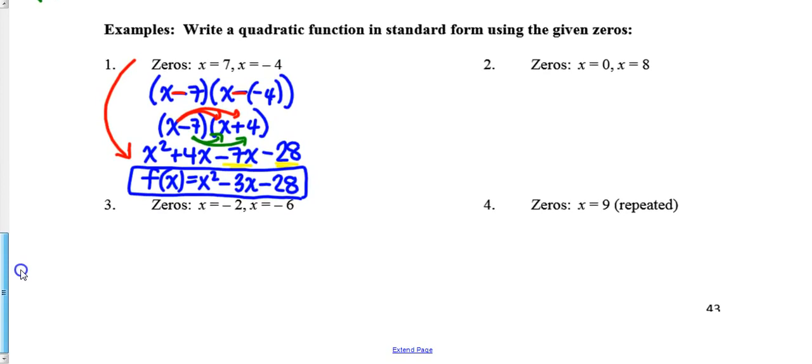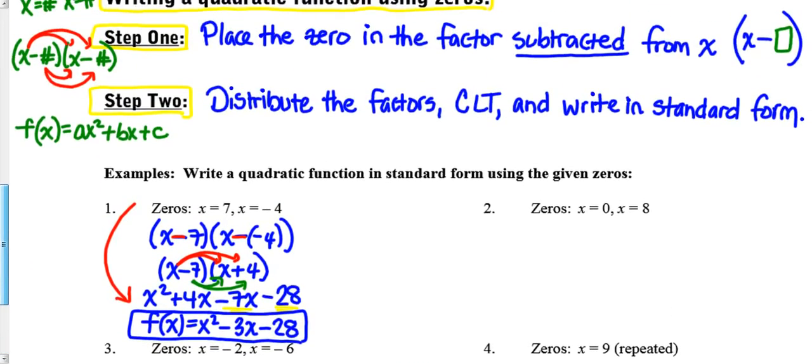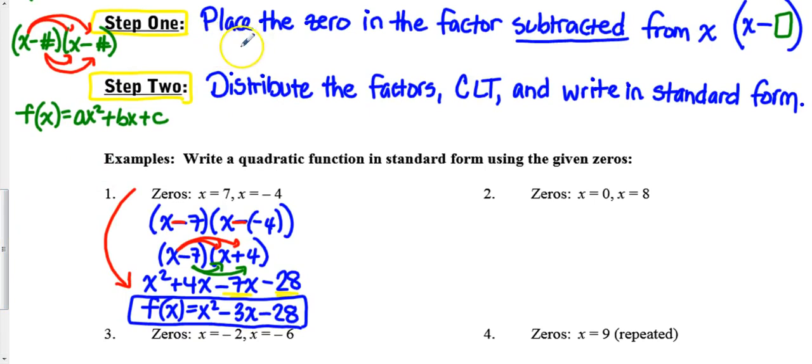Let's try number 2. The process does not change, so again I'll leave step 1 and 2 on the screen here. Place the 0 in the factor subtracted from x. So it's going to be x minus 0. And then what's this one going to be? This one's going to be x minus 8. Now x minus 0, I could work with that, but subtracting 0 doesn't actually change anything. So we could just write this as x times x minus 8. And then next, distribute the factors, combine like terms, and write in standard form.